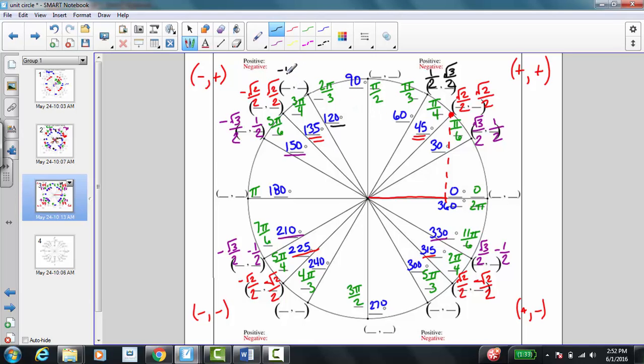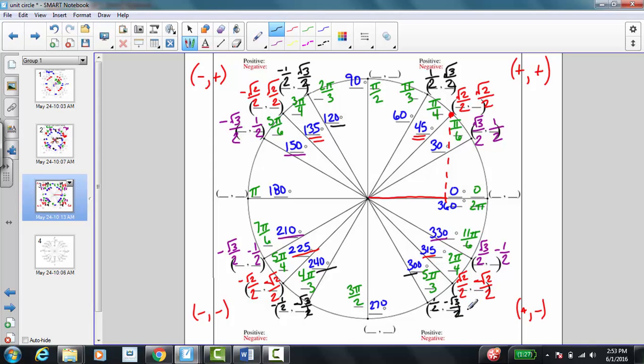My x in the second quadrant is negative, so I have negative 1/2, positive root 3 over 2. For 240 degrees, I have negative 1/2, and a negative root 3 over 2. For 300 degrees, in the fourth quadrant, my x is positive, so I have a positive 1/2 and then a negative root 3 over 2.